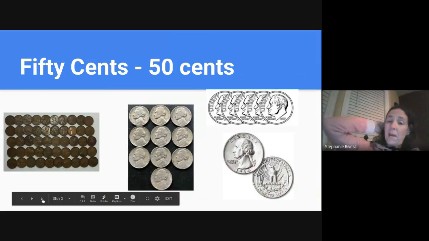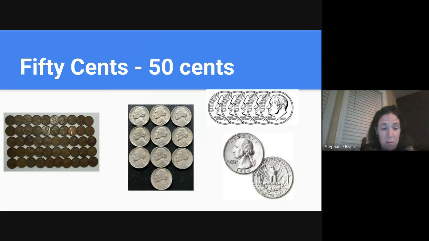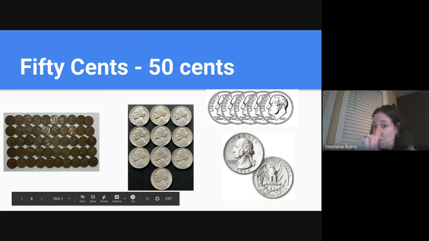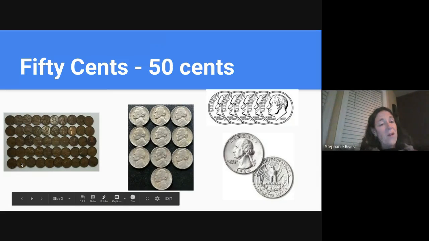Now we have some money here, and we can make 50 cents a lot of different ways. First, we know a penny is worth 1 cent. So we have 10 groups of 5 or 5 groups of 10. I'm going this way, I have my 5 groups of 10. I'm going this way, I have my 10 groups of 5. So I have 50 pennies.